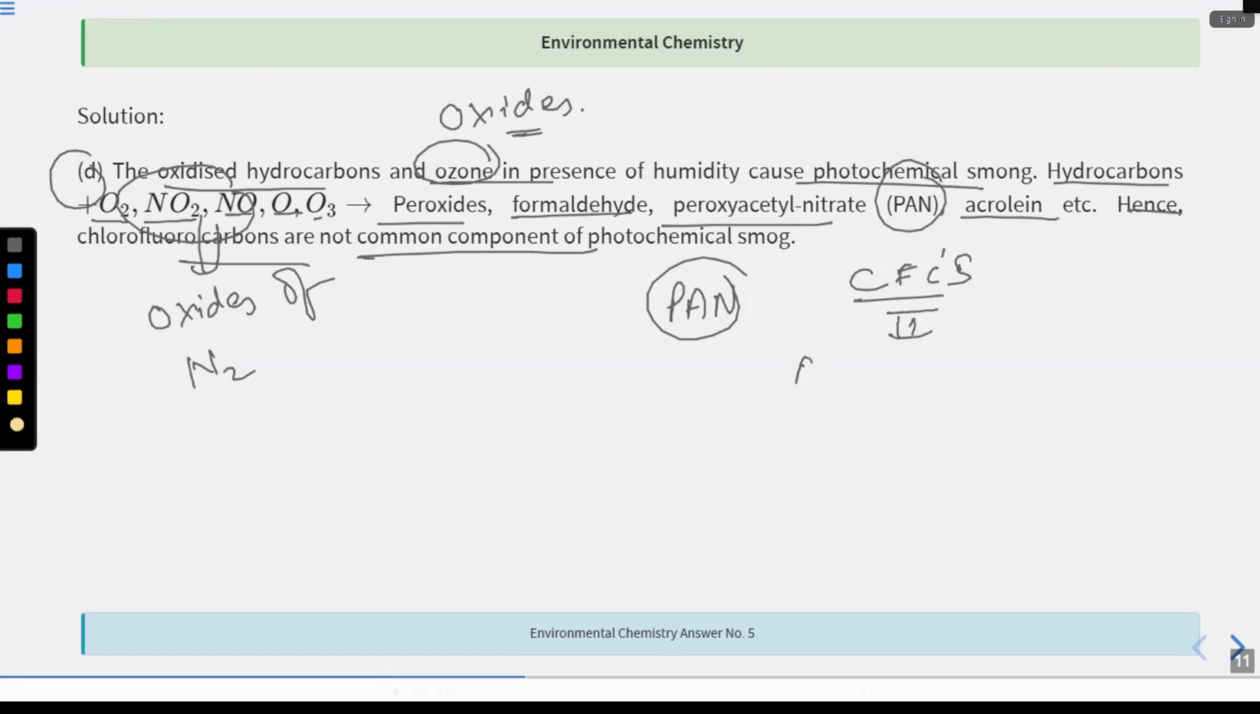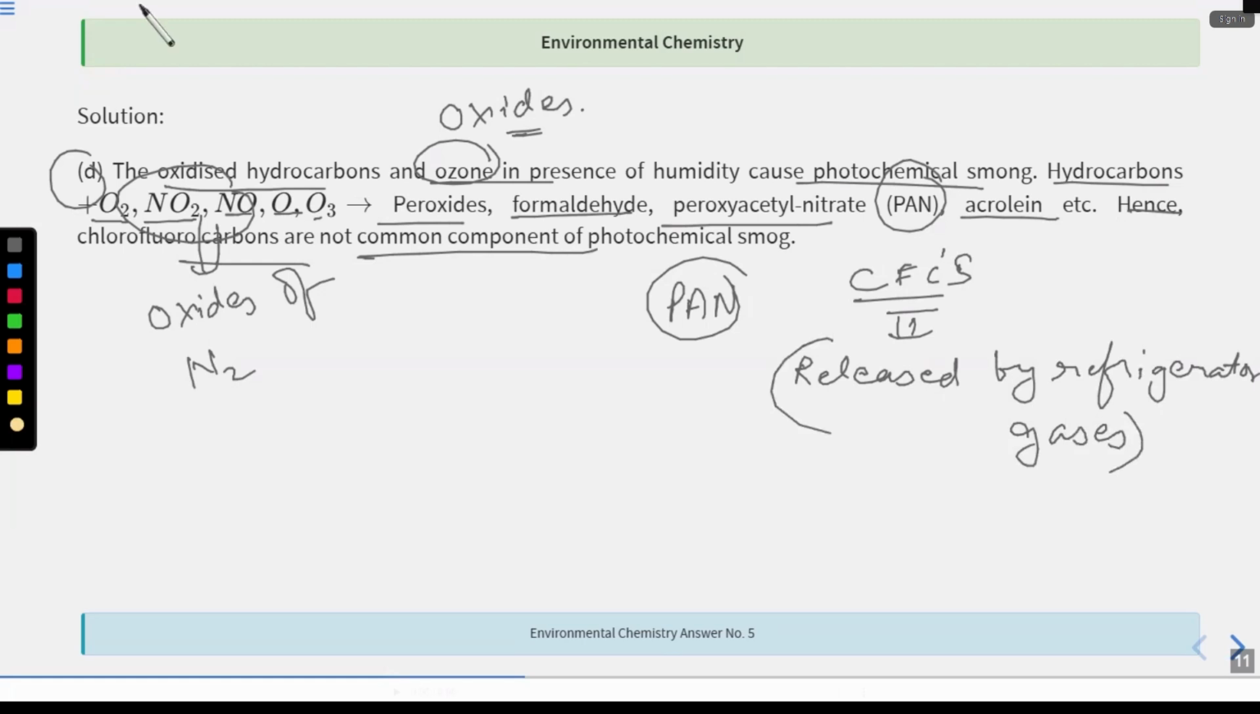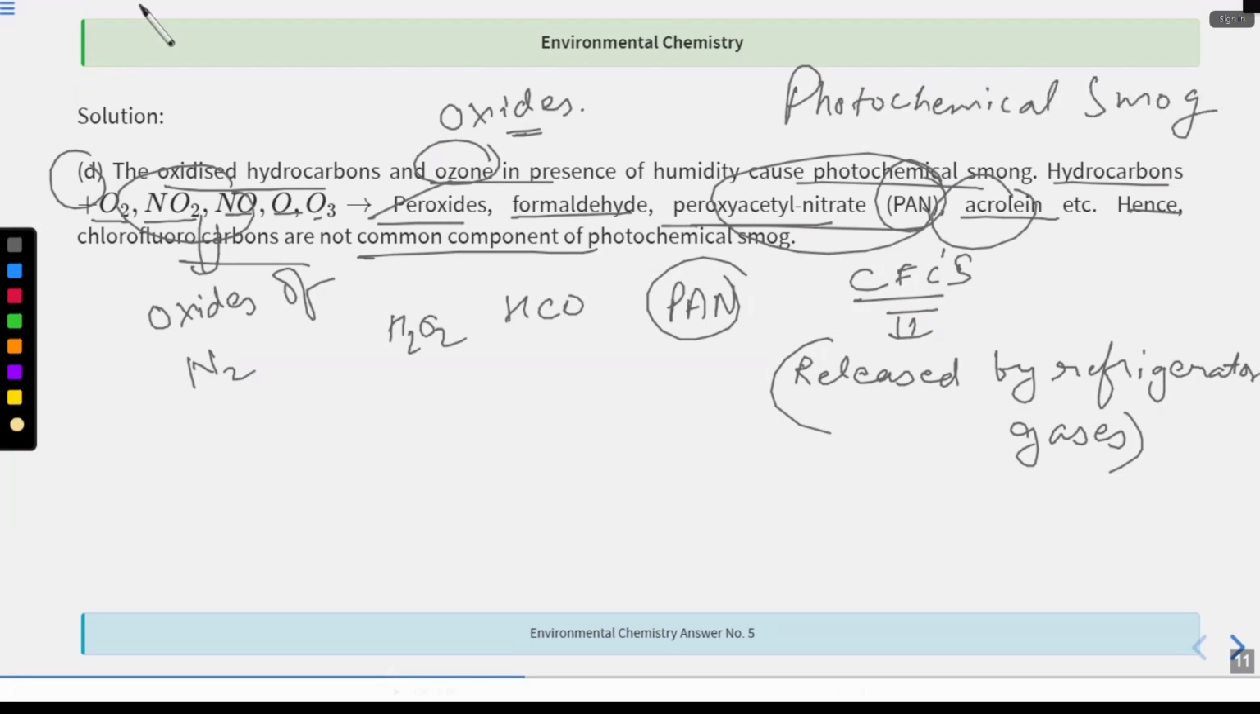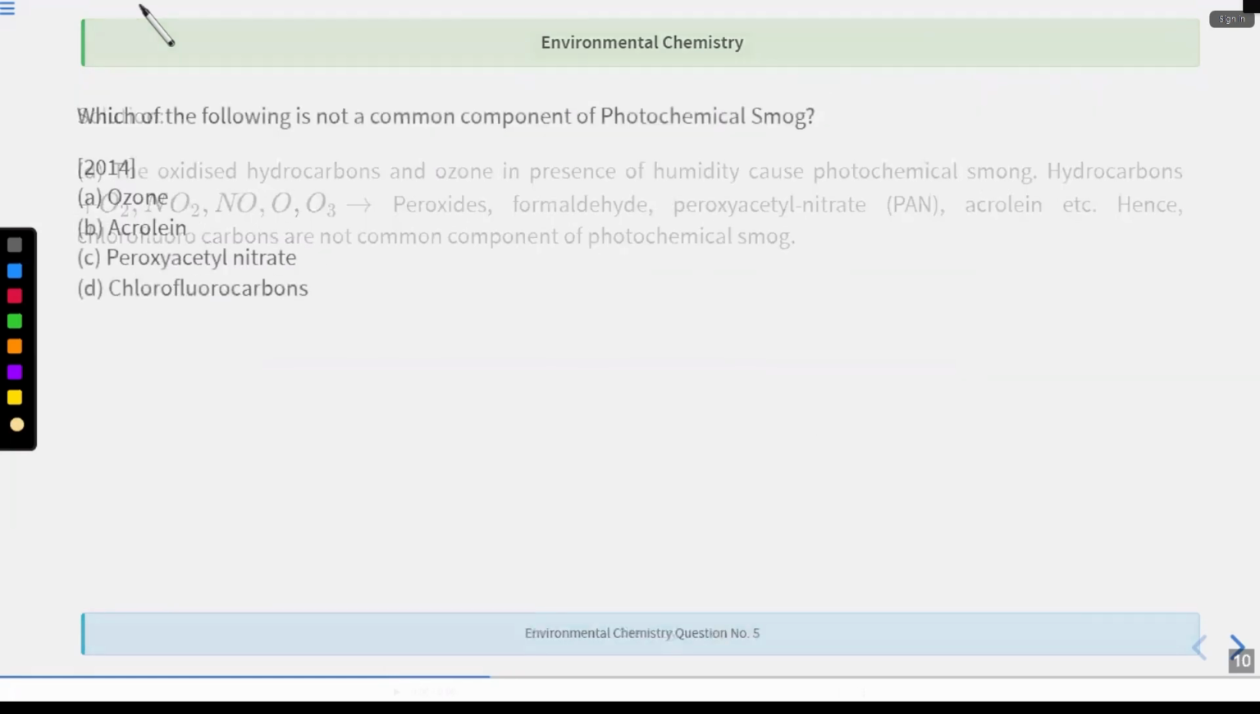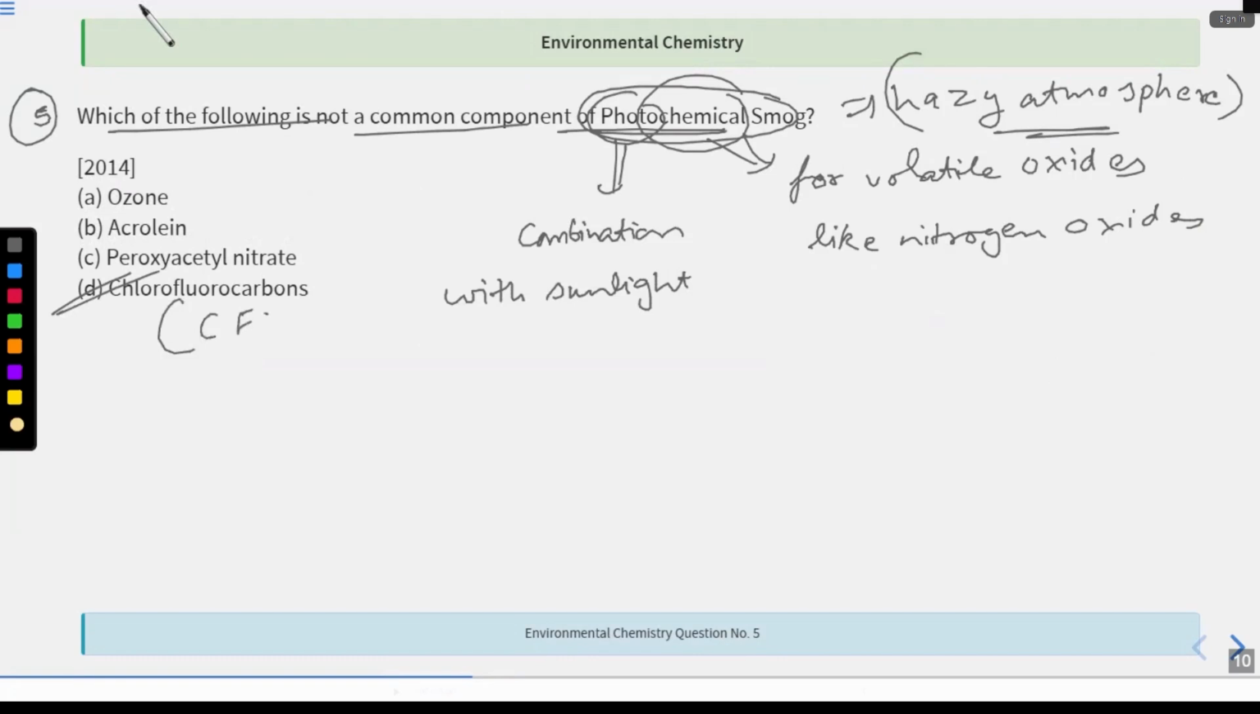CFCs are released by gases found in refrigerators. So basically, when hydrocarbons combine with oxides of oxygen and nitrogen, we get peroxides, which is H2O2, formaldehyde, HCHO, peroxyacetyl nitrate, PAN, and acrolein. These types of compounds we get in photochemical smoke. So CFC is not a component of photochemical smoke. Option D is the right option, which is CFC, chlorofluorocarbons. These three are components, but this is not.